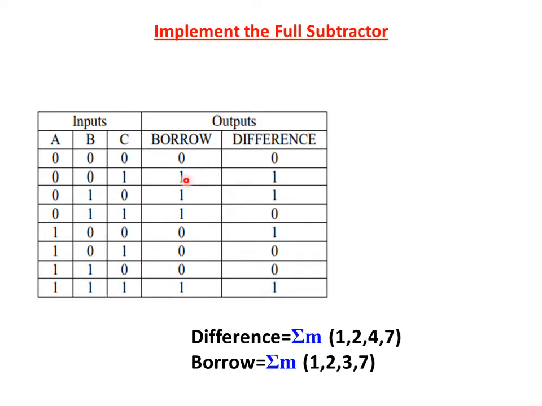From this our SOP terms for borrow are 1, 2, 3 and 7. The difference is 1, 2, 4 and 7. This is written here.